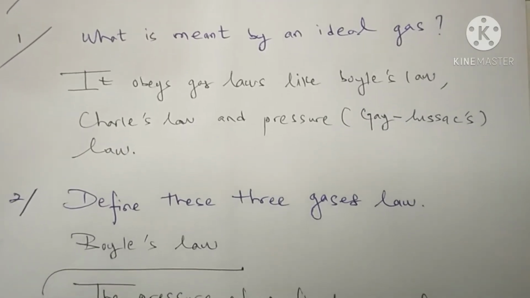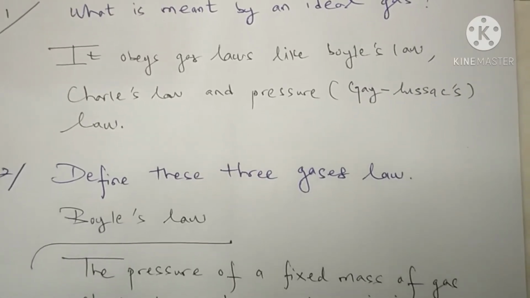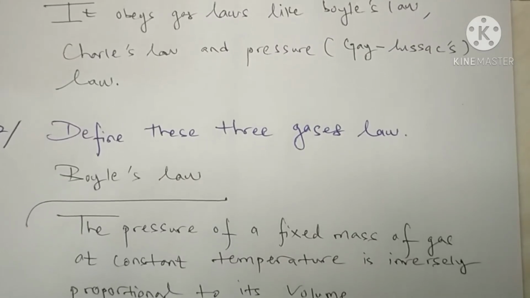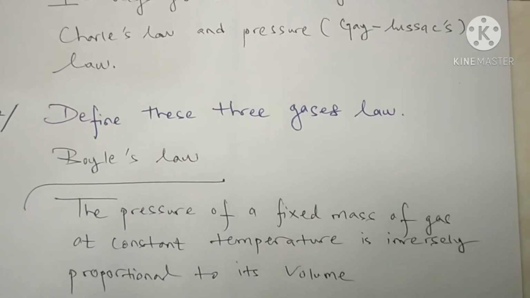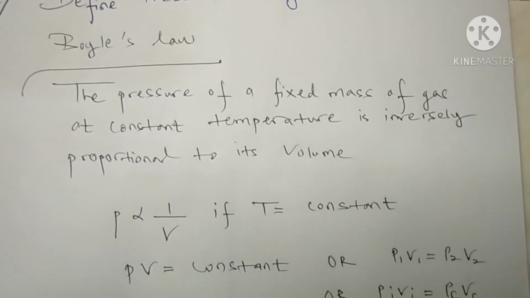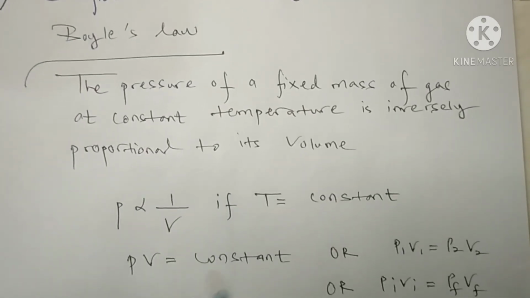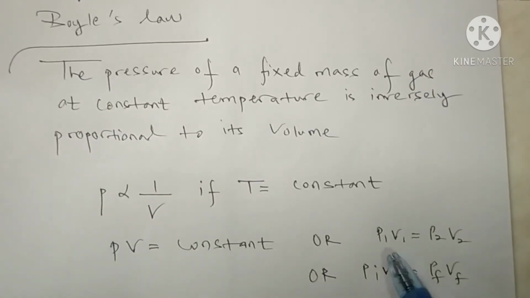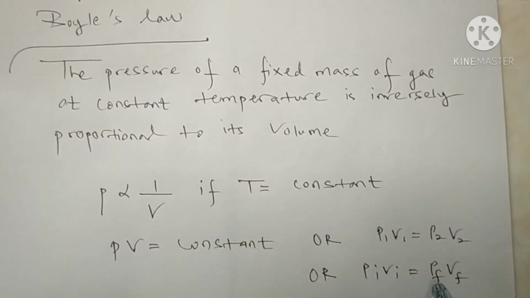The pressure of a fixed mass of gas at constant temperature is inversely proportional to its volume. Where PV equals constant, and mathematically P1 V1 equals P2 V2, or P initial V initial equals P final V final.